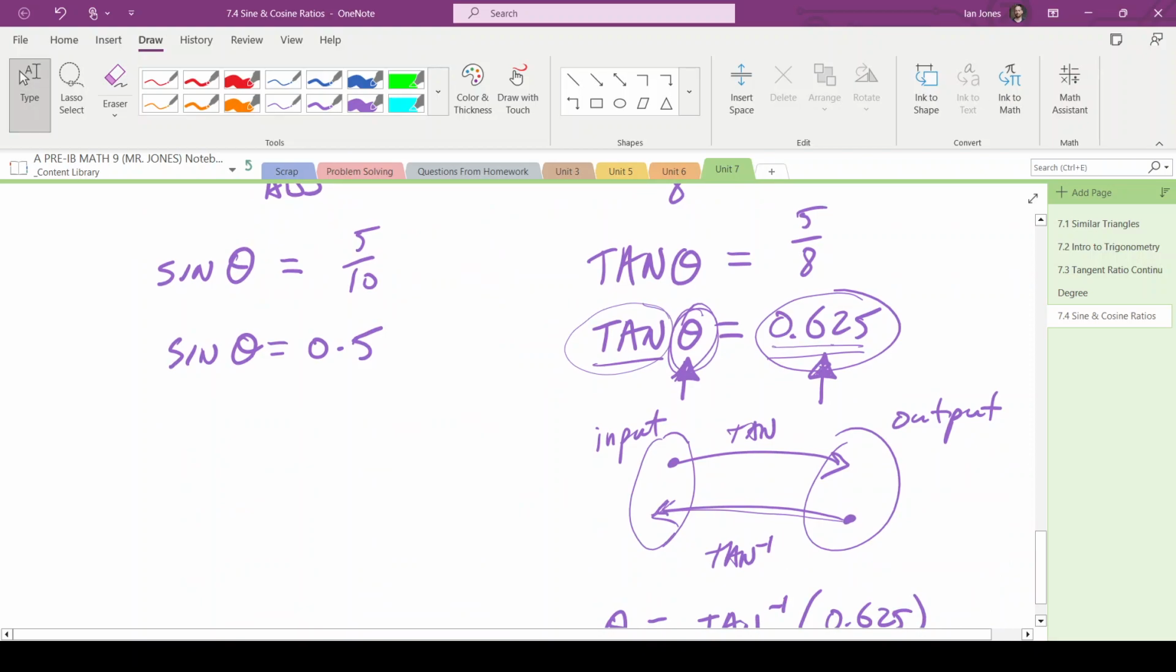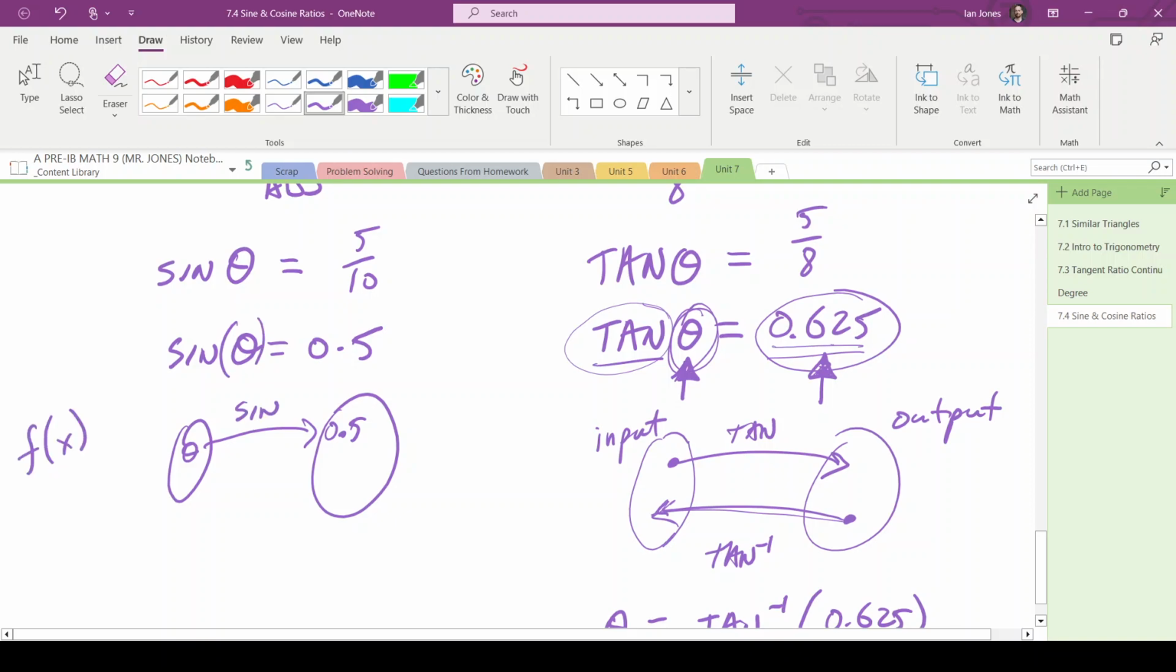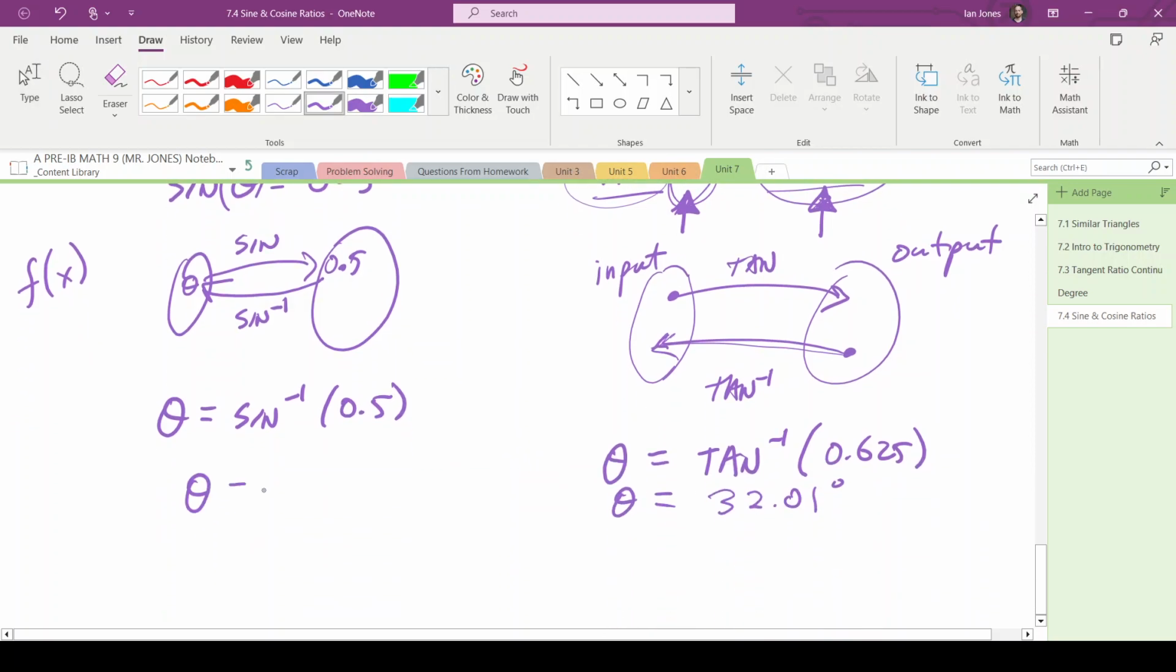And same story, I have an input theta. That input is getting me to 0.5. The function is the sine function. This is just like f of x from last unit. What I want is I want to find out what theta gives me 0.5. And to do that, I use the inverse function. So theta is going to be sine inverse of 0.5, which is 30 degrees.